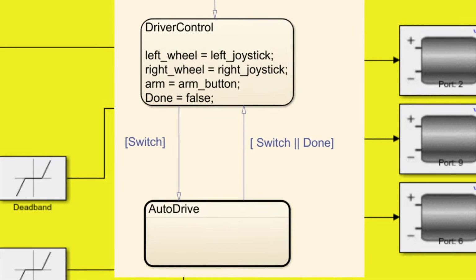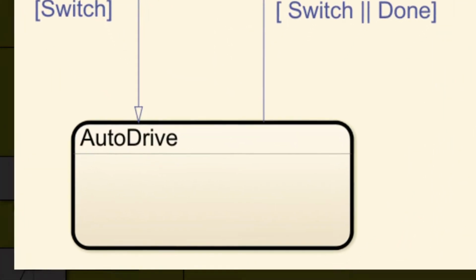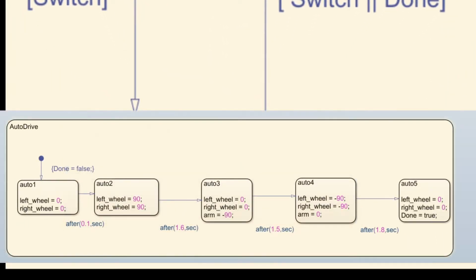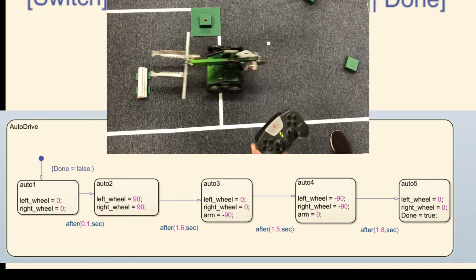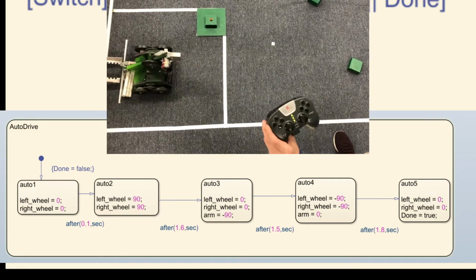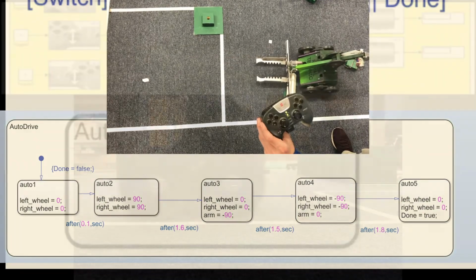After the switch is triggered, the state flow block switches to auto drive mode. It starts by setting an end statement called done to false. In auto 1, the robot waits for 1/10 of a second. In auto 2, the robot goes forward for 1.6 seconds. And in auto 3, the robot stops going forward and moves the arm down for 1.5 seconds. In auto 4, the robot arm stops moving and the robot goes backwards for 1.6 seconds. Lastly, in auto 5, the robot stops moving and sets done to true. Then the robot goes back to driver control.